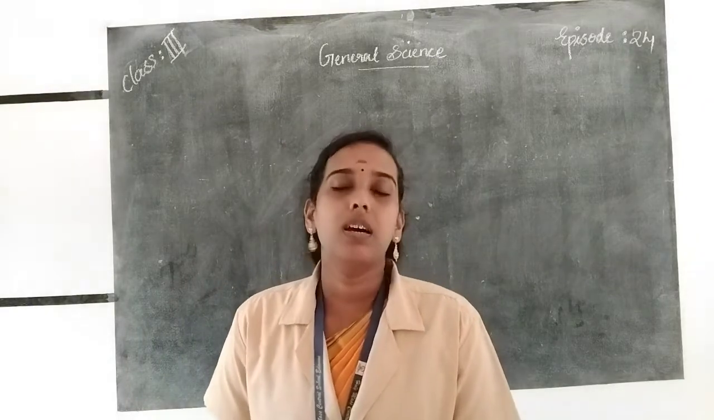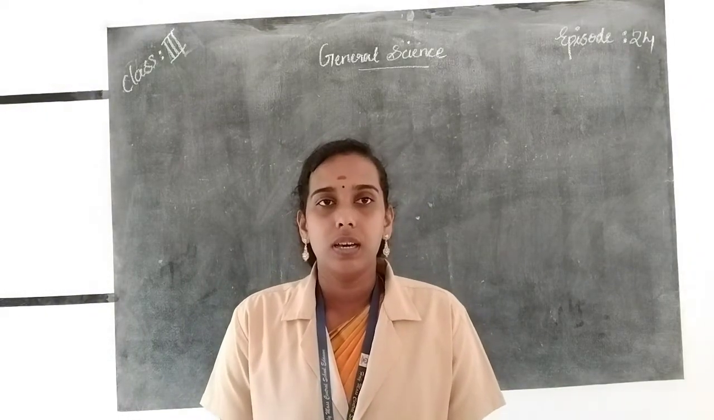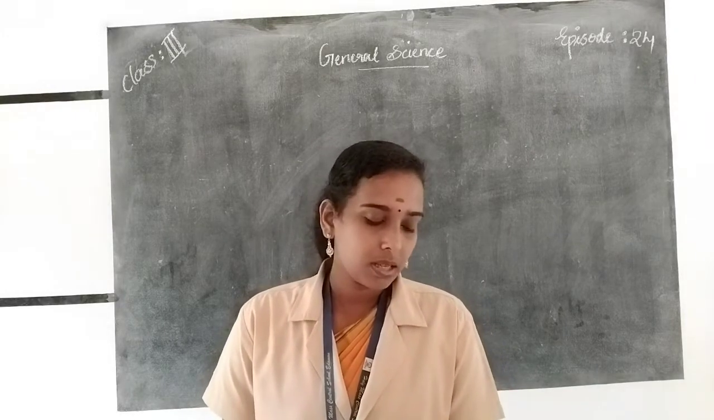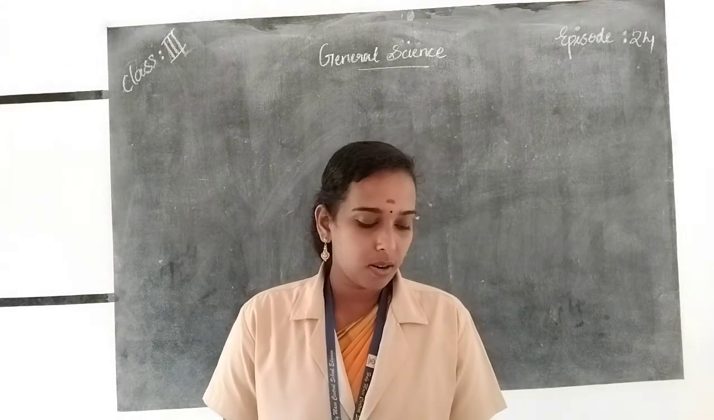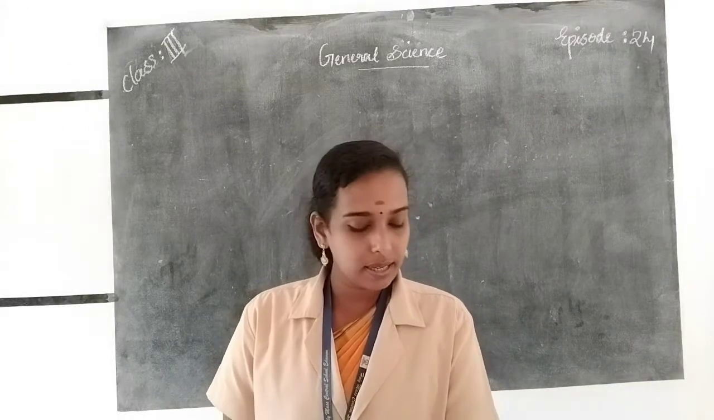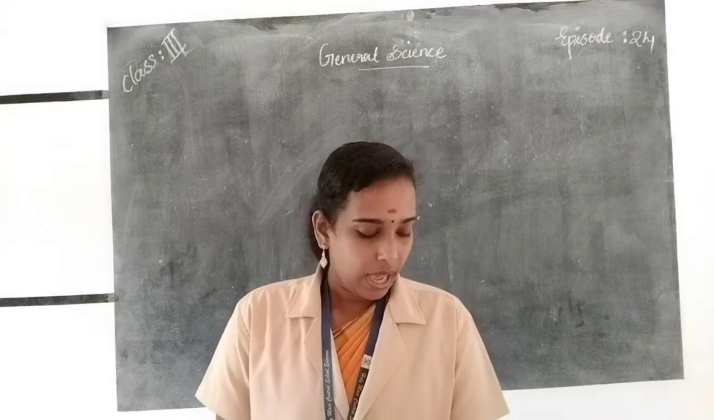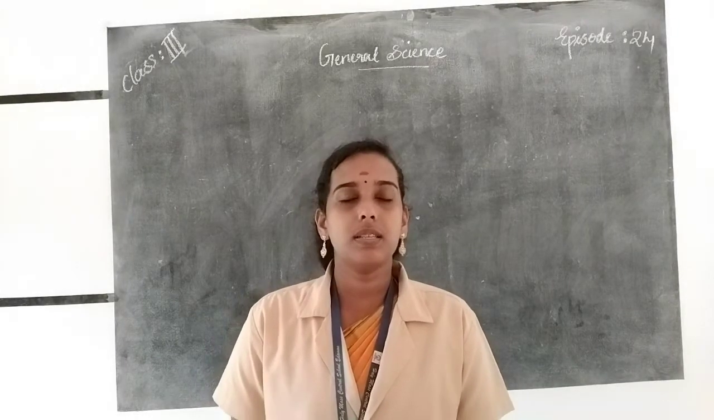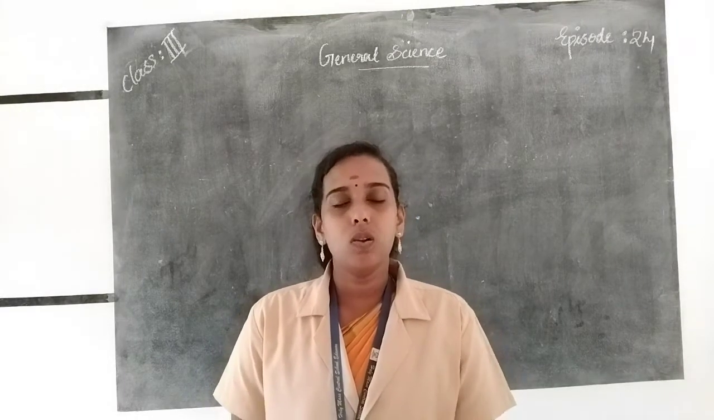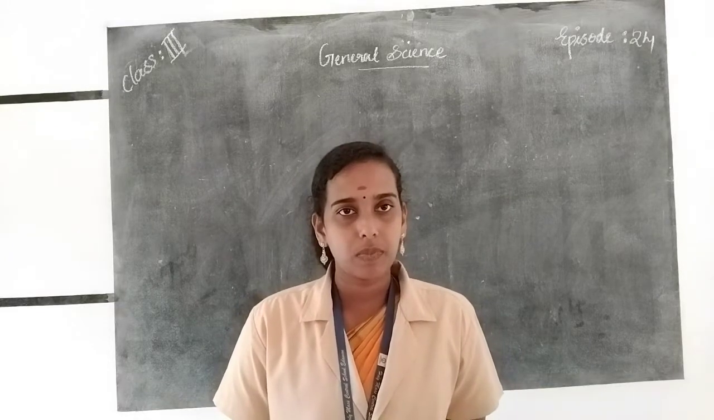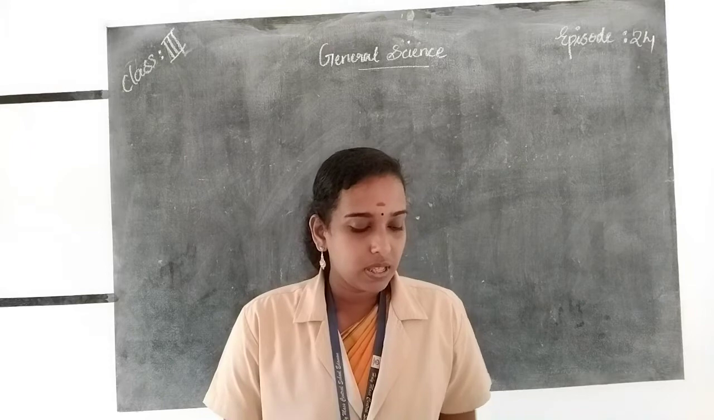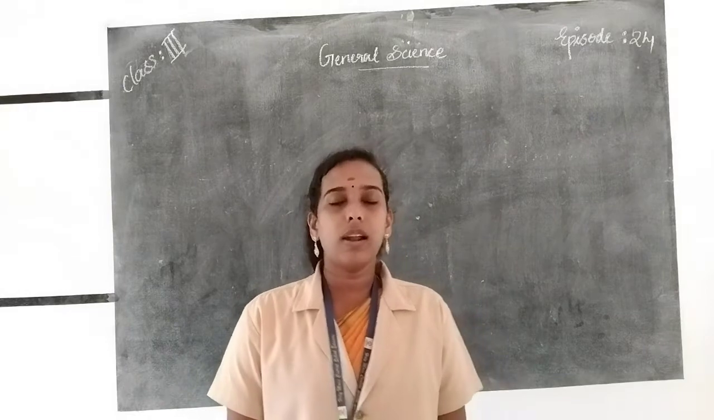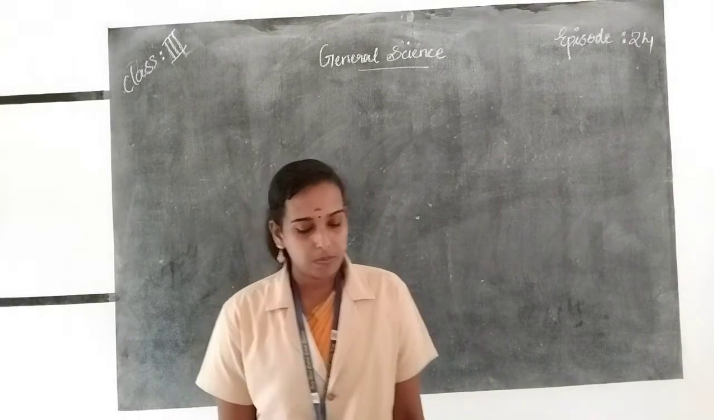So today we are going to start our chapter 4, measurements and their units. Before that, in the last class we just completed our third lesson, light, sound and force. In that chapter we discussed the difference between luminous and non-luminous objects. The objects which have their own light are called luminous objects, and the things that do not have their own light are called non-luminous objects.